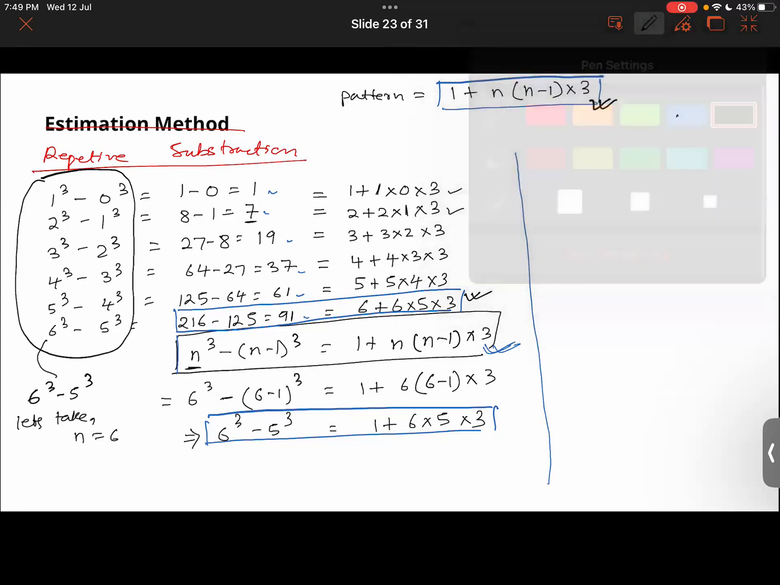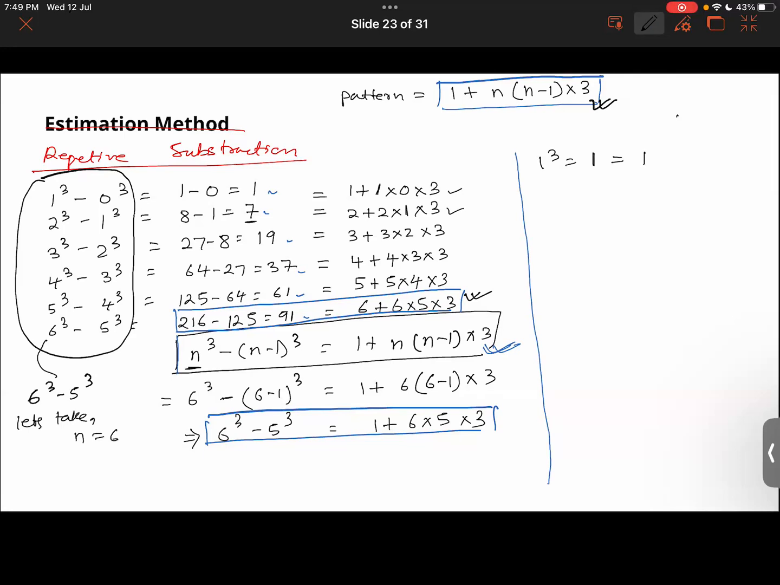Can I write it like this? For example, 1 cube equals 1. That is okay. And for the next, 2 cube: can I write it like this? 1 plus 7, that gives me 8. Or for 3 cube, can I write it like this? 1 plus 7 plus 19, that is 27.